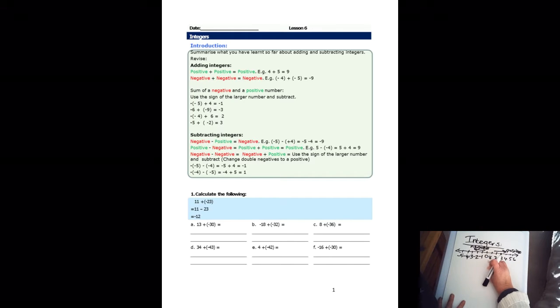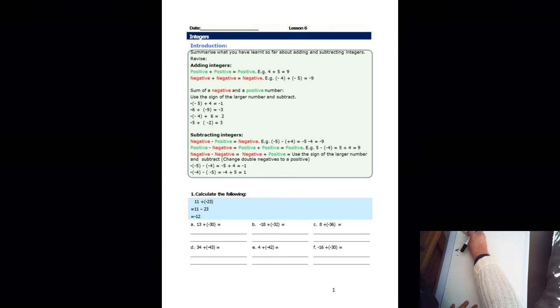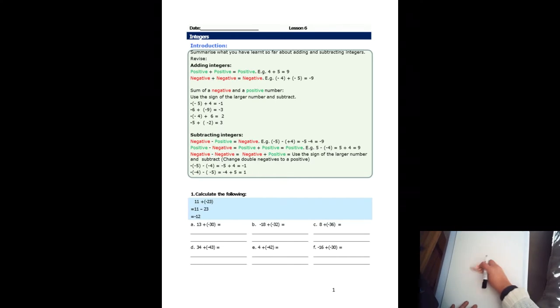Okay, so remember this, because up until now we've dealt only with positive numbers, but it's important to remember that we now are dealing with negative and positive, so the answer can actually move into the negatives. First of all, we've got to add and subtract negative numbers.